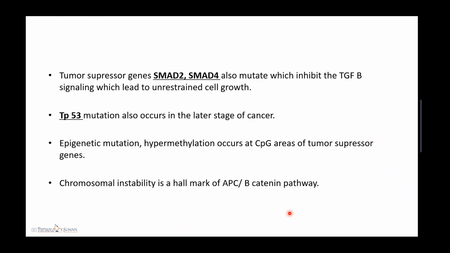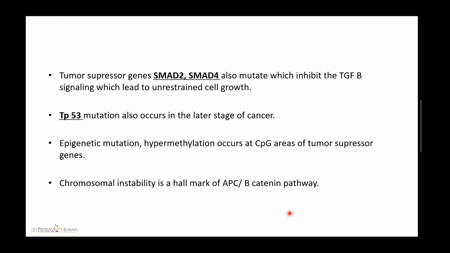Now, there are two tumor suppressor genes you need to remember, SMAD2 and SMAD4. If they also mutate, it will inhibit the TGF beta signaling, which will lead to unrestricted cell growth. So in short, what's happening? There is unrestricted cell growth because the tumor suppressor genes are now getting mutated.